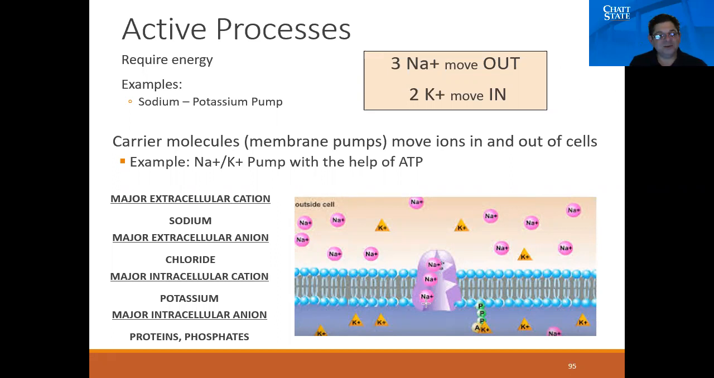As soon as sodium is being pushed out, guess what the gradient is? Where is there more sodium now? Outside, on the outside. Where is there less sodium? Inside, on the inside. Oh my goodness, we just created a gradient.